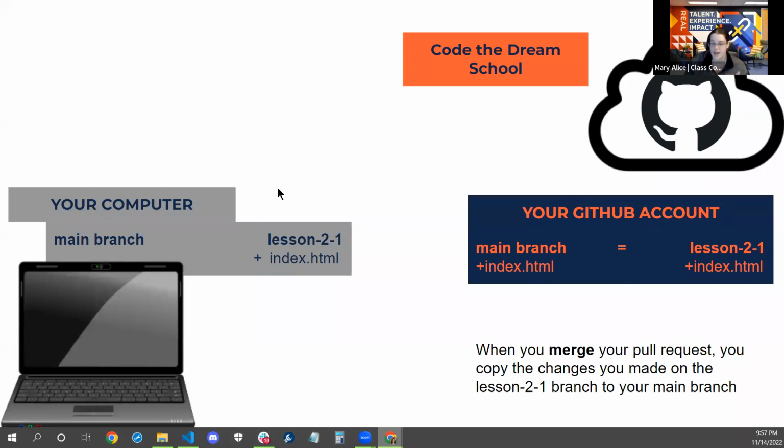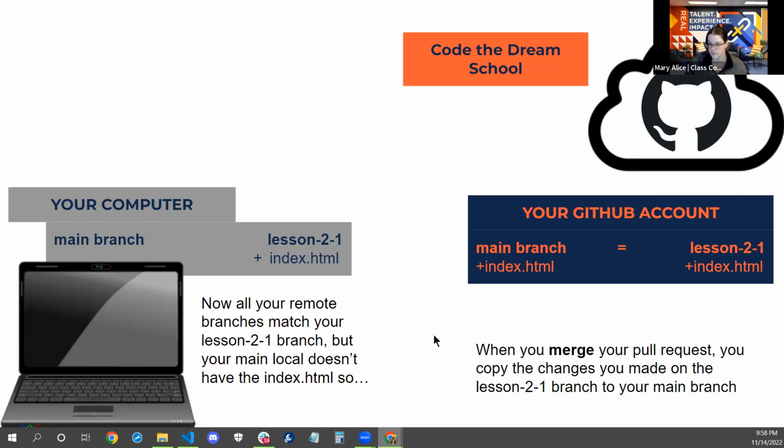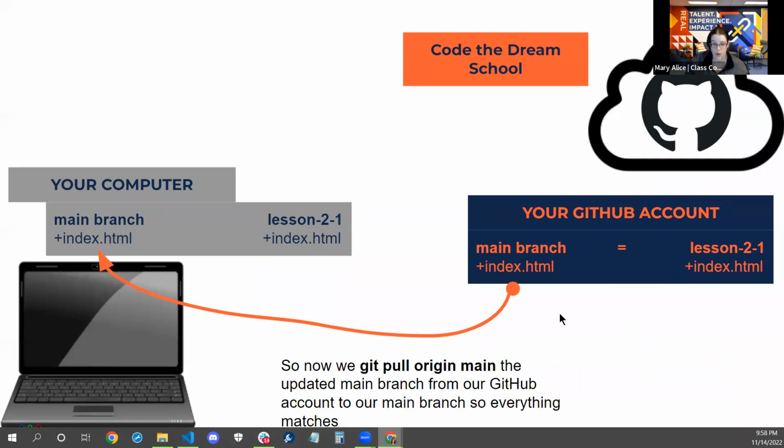Now, Azia had asked in the chat, so then what about on your computer, the main branch? That is an excellent question. It still won't know that there's an index HTML on your main branch, right? So the only thing that doesn't look right, among all of these, everything's all matchy-matchy except for your main branch locally. So that's why we have you go back to your main branch.